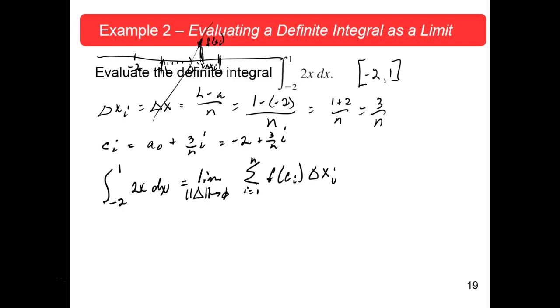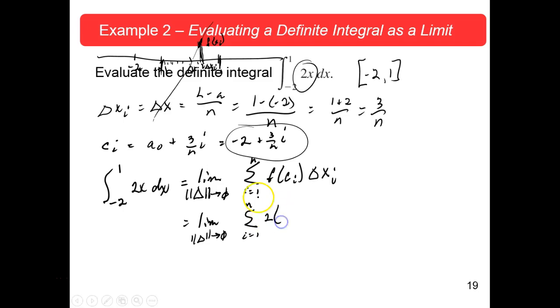All right, well, what is this? This is the limit. It's tedious, if that's what it says. As your norm approaches 0, which is also as n approaches infinity, you could say it either way, of the summation of i equals 1 to n. That doesn't change. Now, what is your f? Your f up here is your 2x, and your c sub i is this thing right here. So it's 2x evaluated there, so that would be 2 times (-2 plus 3 over n i), times your delta x of i, which is another 3 over n. Now, I probably do this a little differently from the book, and there's nothing wrong with that.